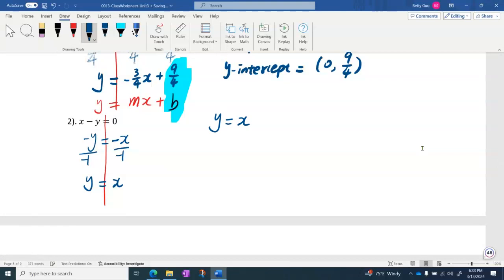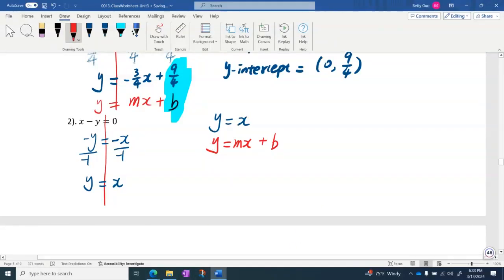How do we identify the slope and the intercept? And this time, the equation doesn't look like the formula, right? The formula of slope-intercept form is y equals mx plus b. The reason it doesn't look like the formula is because the constant term is 0, okay? The constant term is 0.